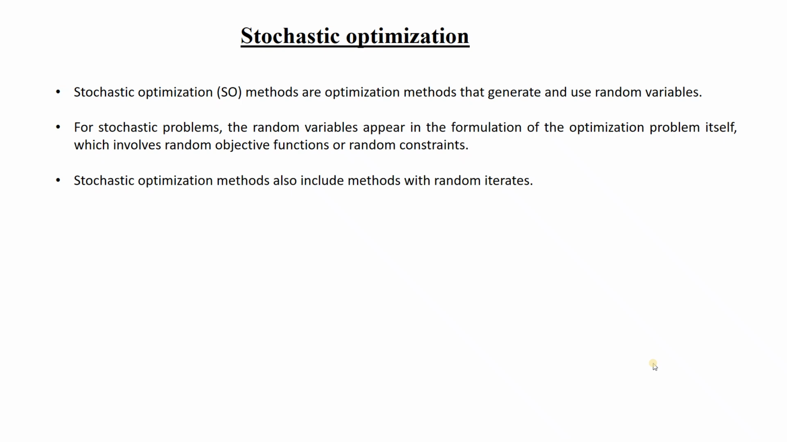Now, stochastic methods also include methods with random iterates. Random iterates means the iteration can be random also, because you don't know whether the solution will come after 50 iterations or 100 iterations or 200 iterations. You don't know, because every algorithm or technique has a different way of optimizing. Some have fast optimization, some have slow optimization. It is not necessary that an optimization technique that is converging faster will produce a better result.